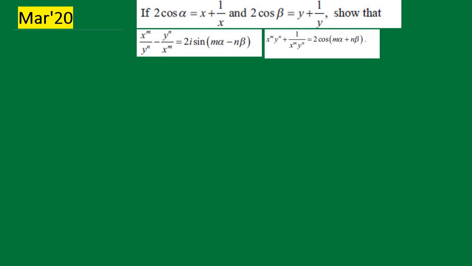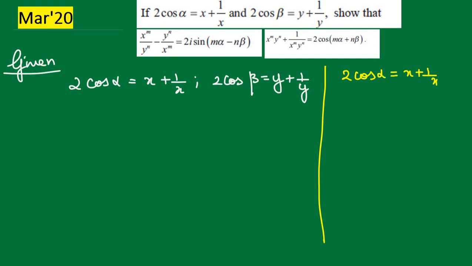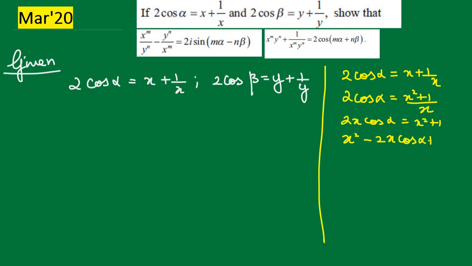Next question, another simple and important question. Let us first write what the given equations are. Given 2 cos alpha is equal to x plus 1 by x, and 2 cos beta is equal to y plus 1 by y. Now let us simplify both the equations. This equation can be rewritten by taking the LCM. So here 2 cos alpha is equal to x plus 1 by x, given. Now this can be written as 2 cos alpha is equal to x square plus 1 by x, or 2x cos alpha is equal to x square plus 1, or x square minus 2x cos alpha plus 1 is equal to 0.